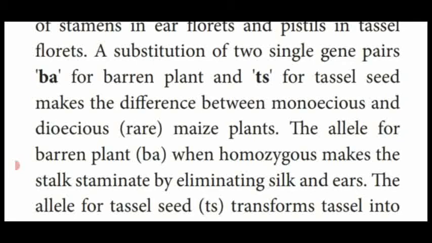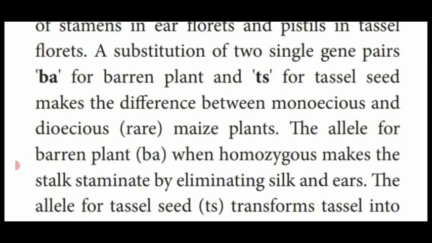See the word, the allele for BA barren plant. When we add it, what will happen? This BA barren plant gene, when in homozygous condition, produces staminate flowers, that means male flowers, eliminating the production of cob or ear in the female inflorescence.